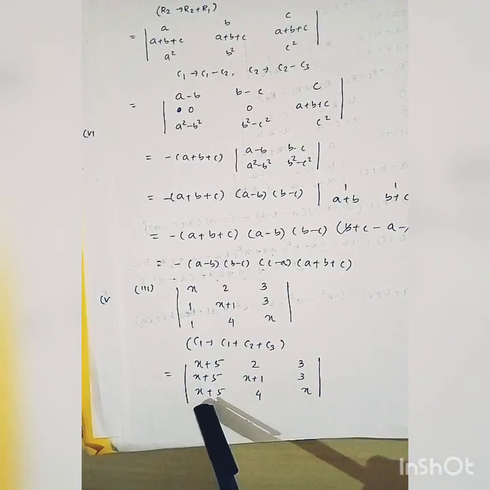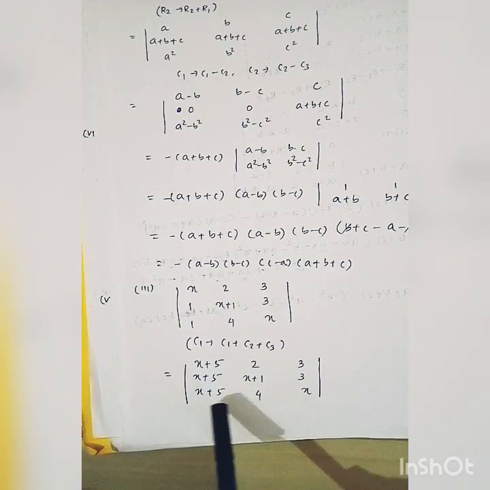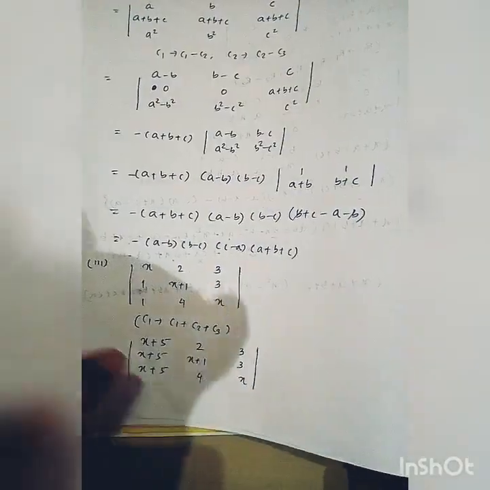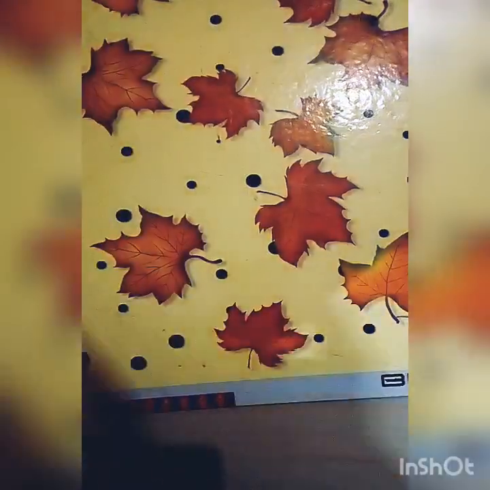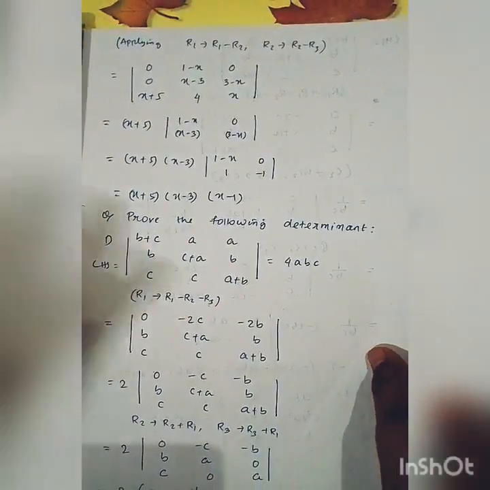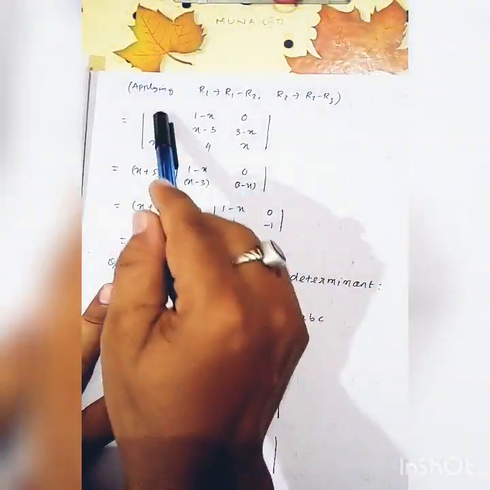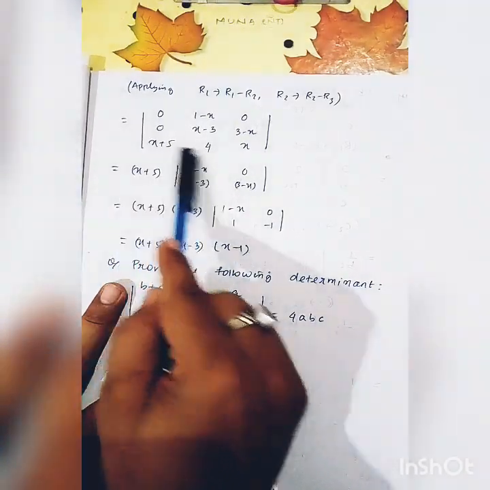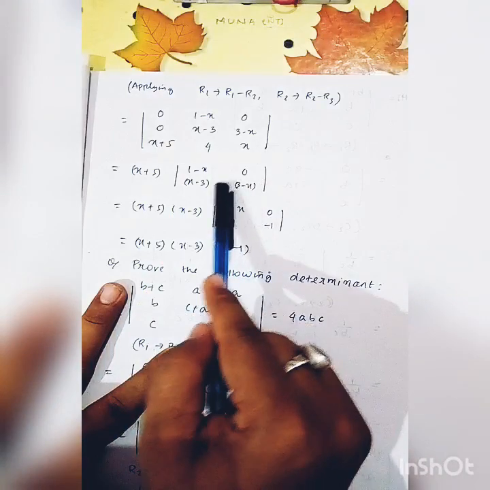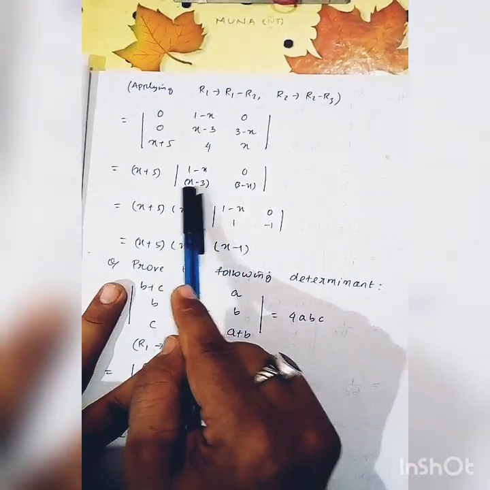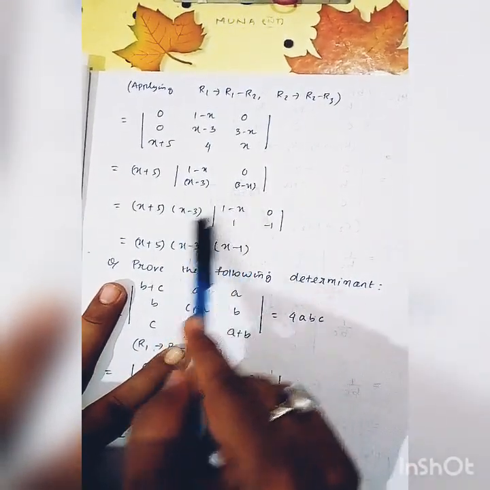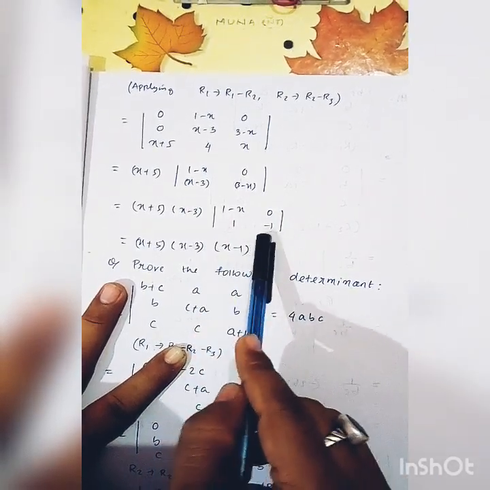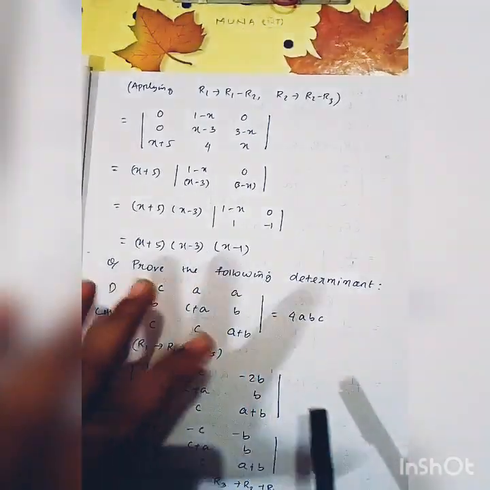Row 3 is again x plus 5, 4, x. So by using this property we get this. Now expanding column 1, determinant of x plus 5 into, by deleting third row and first column, we get determinant of this. Now taking common x minus 3 from row 2 we get x minus 3, 1 minus x, 0, it is 1, minus 1. Again by solving we get minus 1 into 1 minus x, that is x minus 1, minus 0, is x minus 1.